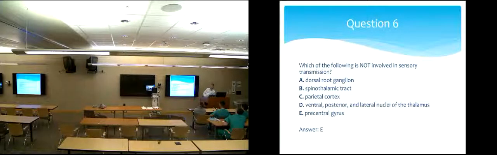So what is precentral gyrus? I have no idea, but I know the other four are involved in it. So anybody else? What is precentral gyrus? What do you say? Frontal cortex. So precentral gyrus. Where's the central gyrus? Central sulcus is what I meant to say. Behind the precentral gyrus. So central sulcus is where? Here. See up? So it's essentially right in the middle.